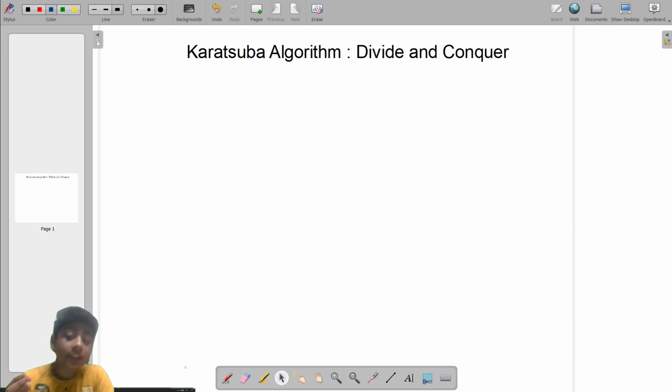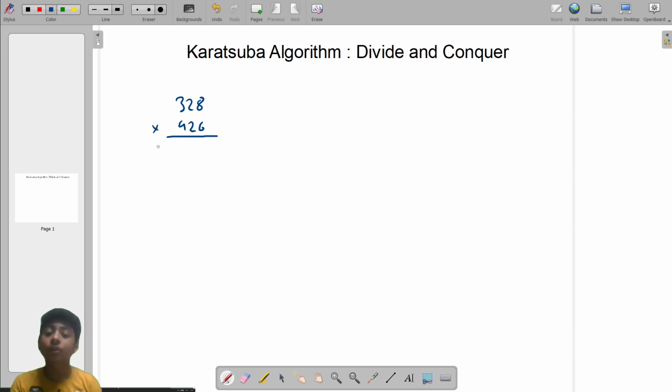So let's understand the time complexity of the grade school multiplication with some examples. So if I consider that we need to multiply two numbers, 328 times 426. Now while multiplying these numbers, what steps would you require? First, we would require 6 to be multiplied by 3, 2 and 8. Then 2 multiplied by 3, 2 and 8. Then 4 multiplied by 3, 2 and 8.